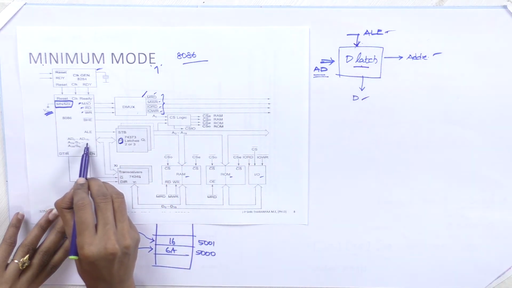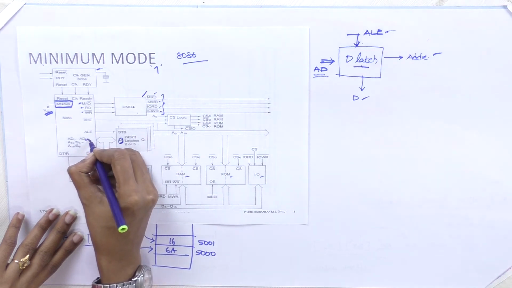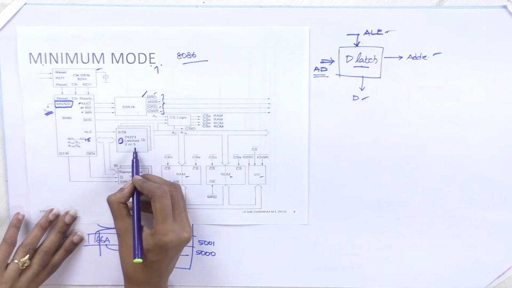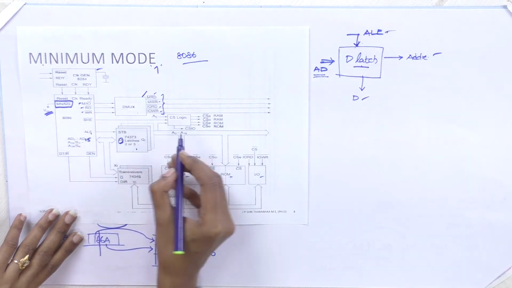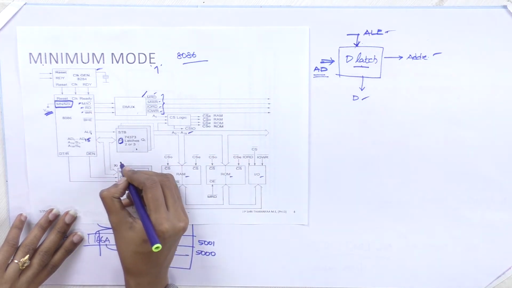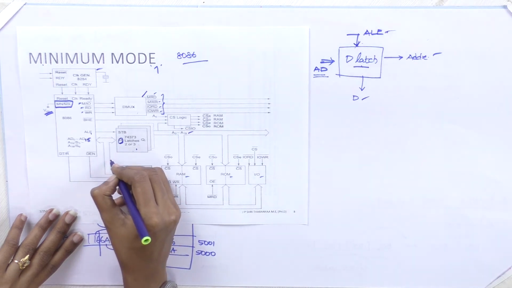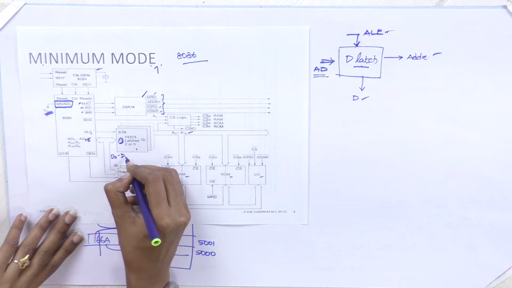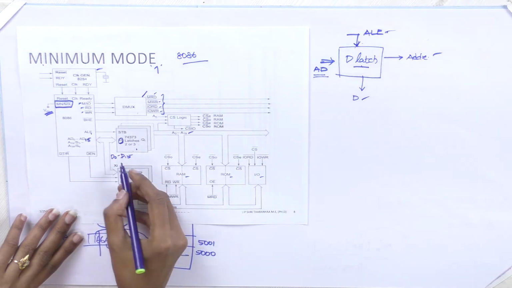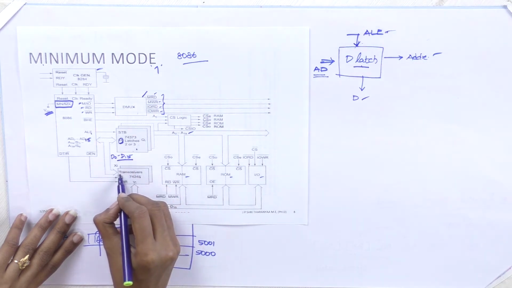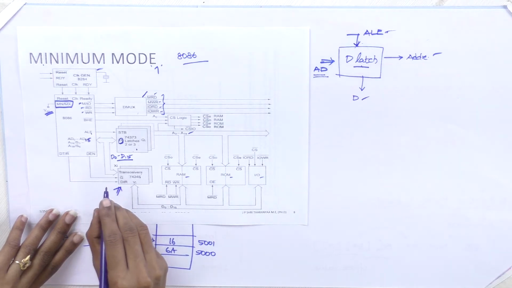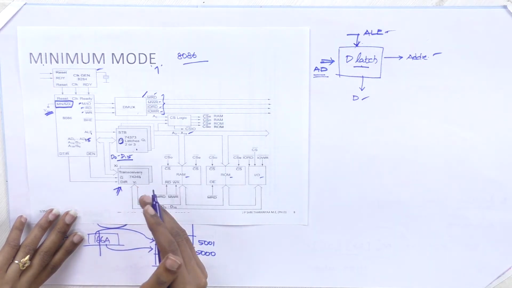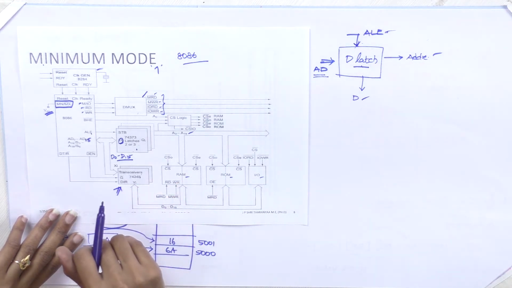The AD0 to AD15 is given as an input to this latch. Based on the address latch enable, my address lines and data lines are split. This is your data line, D0 to D15. So here the data is stored in the transceiver. What's the purpose of the transceiver? The transceiver will perform both transmission and reception of data, fine.